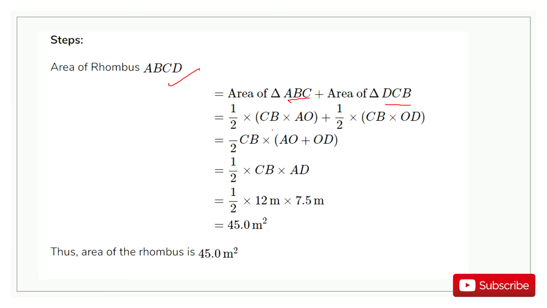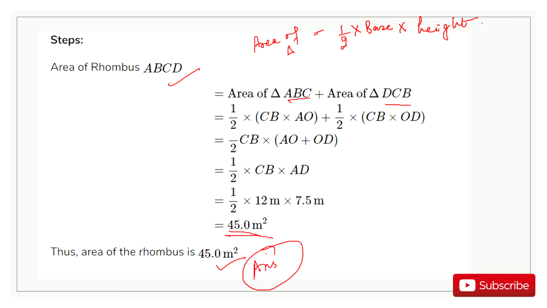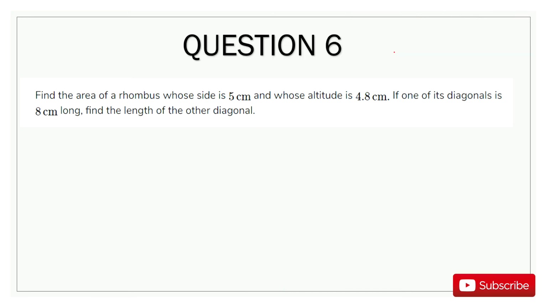That means half into CB into AO. So we are adding and using the formula for the area of a triangle, half into base into height. After putting the values, we have got 45 meter square as the final answer for the area of the rhombus. So please make a note of this formula.